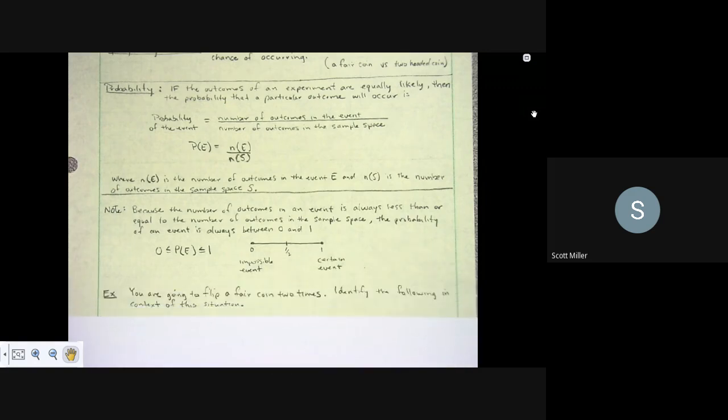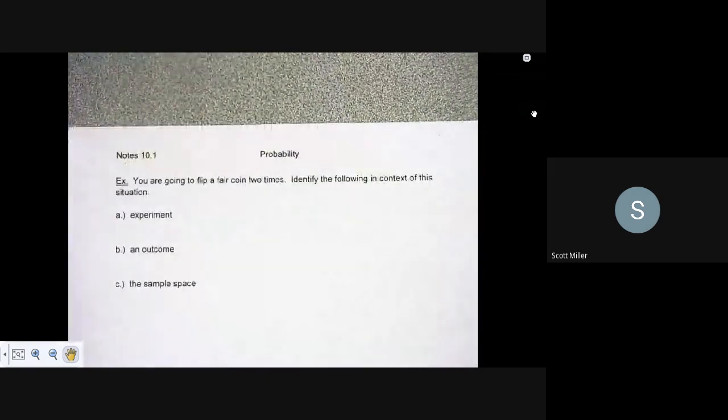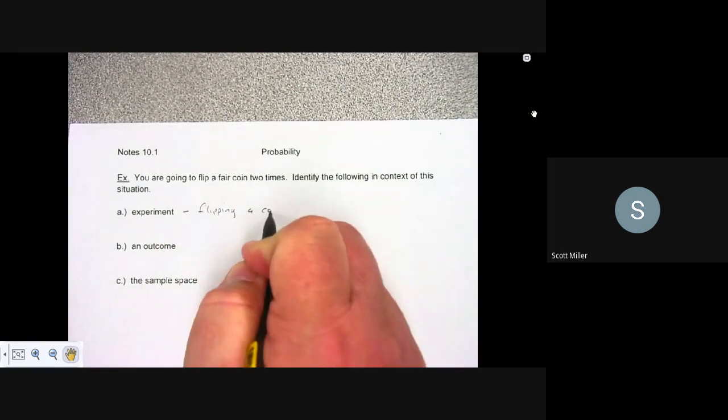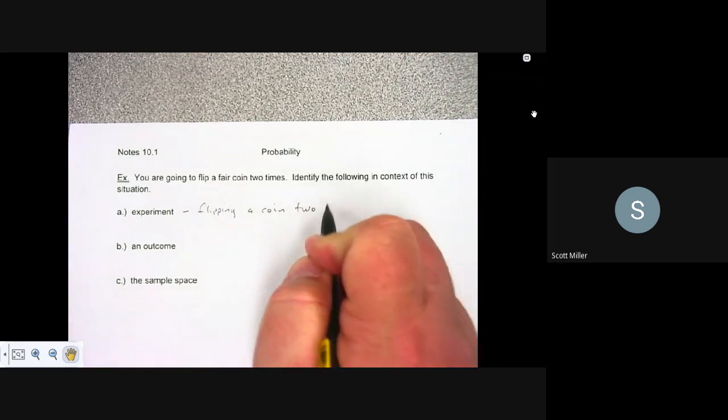All right, so let's look at an example. You're going to flip a fair coin 2 times. Identify the following in context of the situation. I have this problem over here. We'll do it together. All right, so what would be the experiment? So what is happening? What are we doing? That's what the experiment is, and we are flipping a coin 2 times.